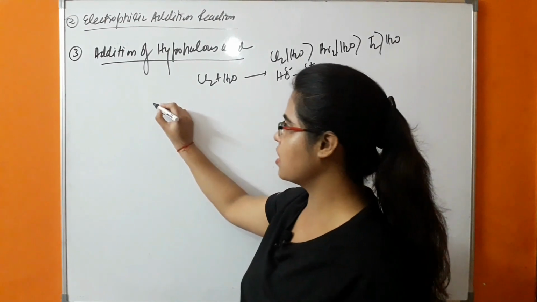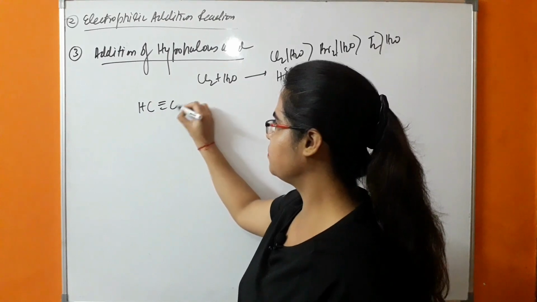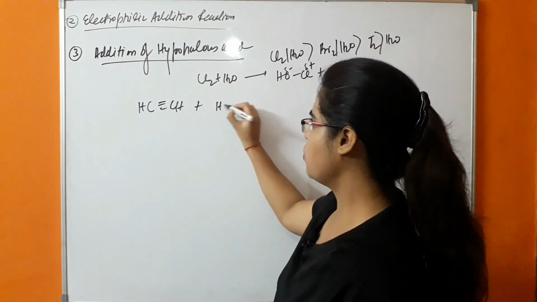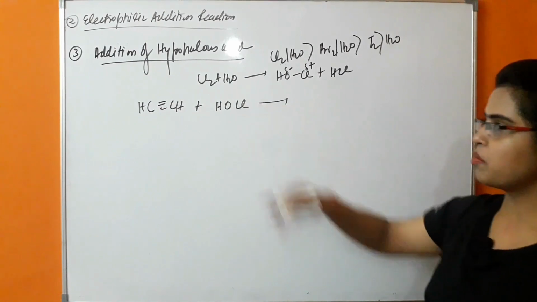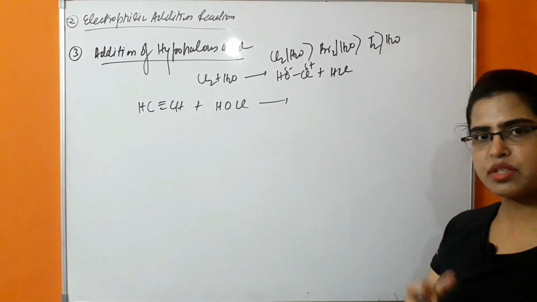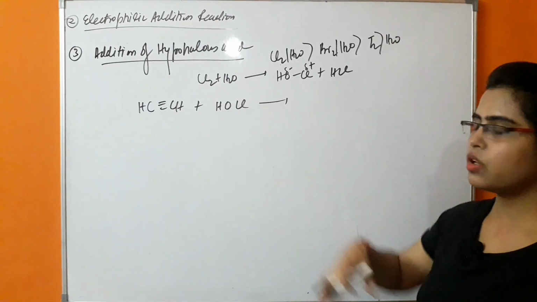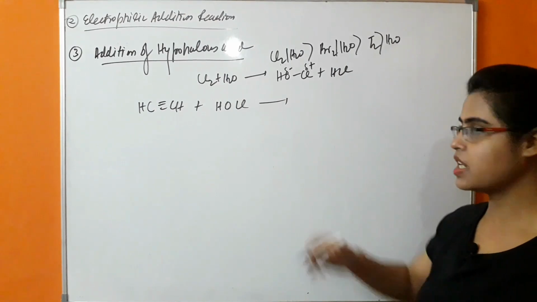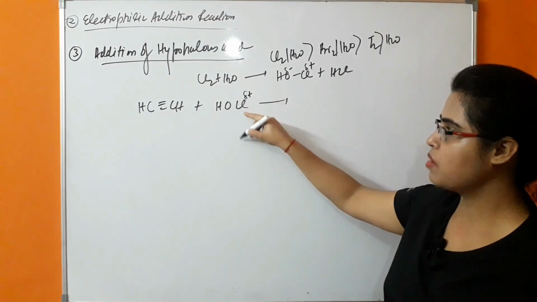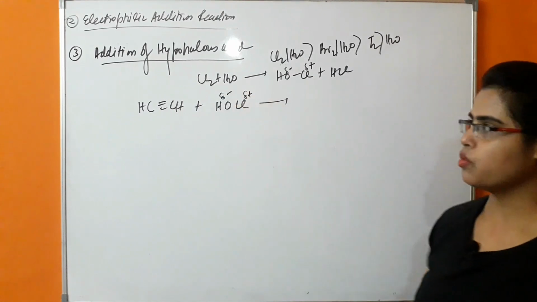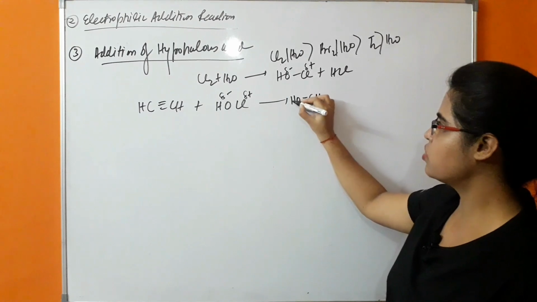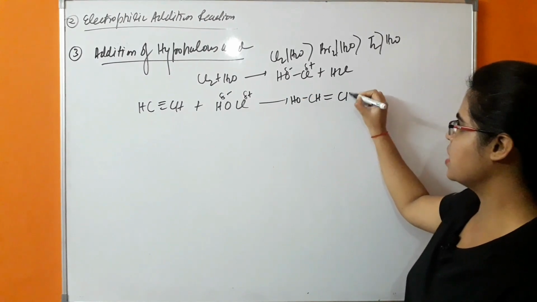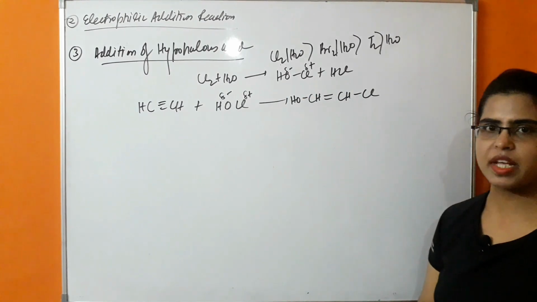So what is happening in the case of a symmetrical alkyne? When HOCl, hypochlorous acid, is reacting, this reaction will take place in two steps. First of all, there will be attack of the electrophile. The electrophile is Cl plus and the nucleophile is OH minus. So there will be formation of CHOH double bond CHCl.